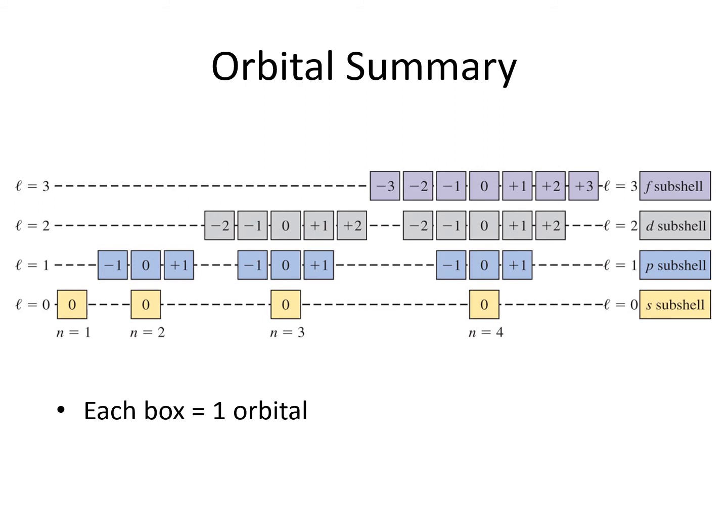For example, the leftmost box has n equals 1, L equals 0, and m sub l equals 0. Notice that each energy level has one new shape associated with it. There theoretically could be other shapes beyond F in the 5th energy level and beyond, but none of the known elements use them in their lowest energy configuration.